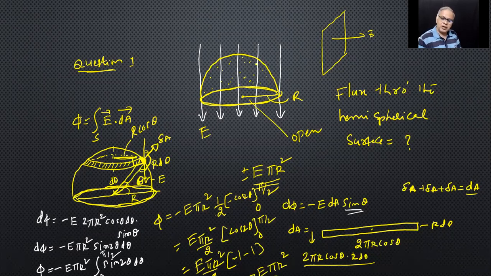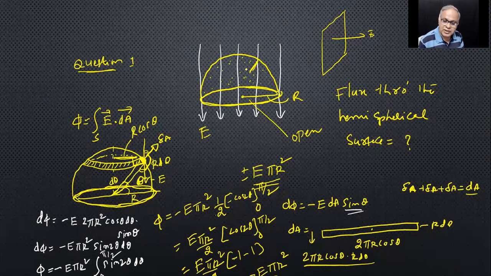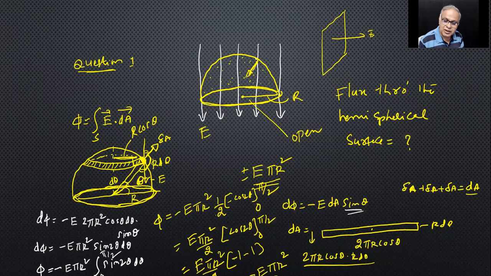But I told you already, if I took dA this way, I would get plus. What you need to understand is this. If I take dA like this, E like this, I might have taken the component of E along dA or the component of dA along E. Do you follow the point? E dA cos theta is that finally.